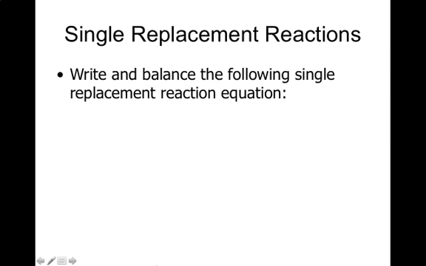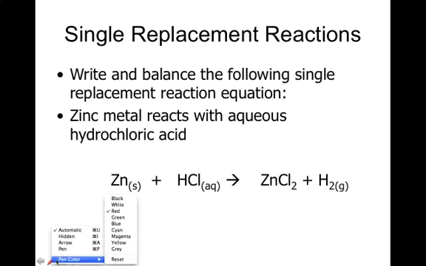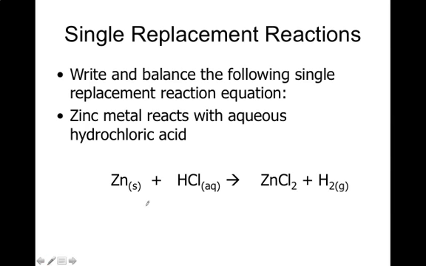Write and balance the following single replacement reaction equations. Zinc metal reacts with aqueous hydrochloric acid. Okay, well, let's balance it. So we have zinc and hydrochloric acid, zinc chloride and hydrogen. So we have one zinc here, one zinc here. You have one chloride here, 2 there, so we need to have a 2 here.